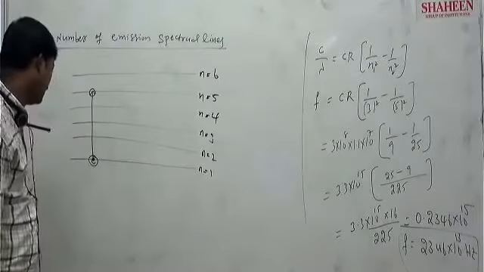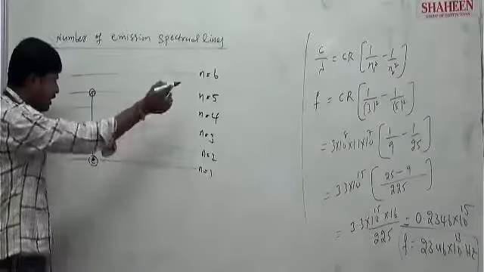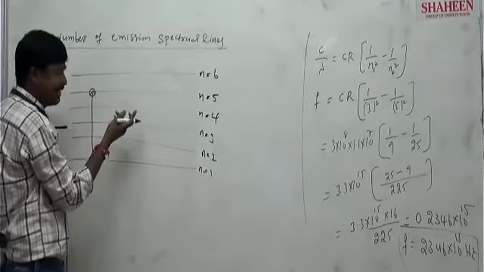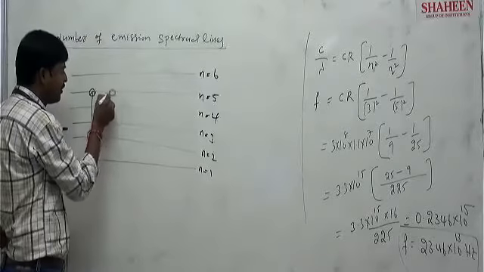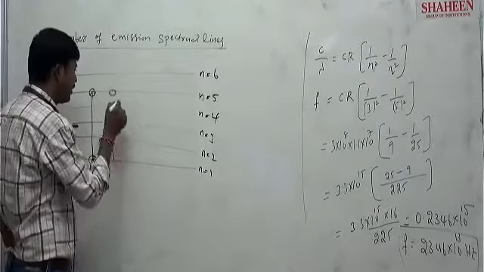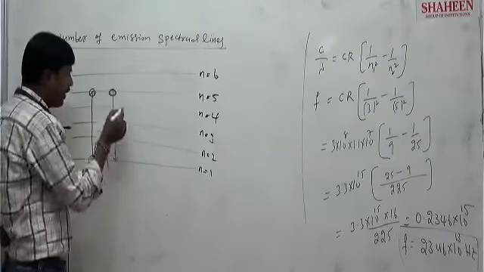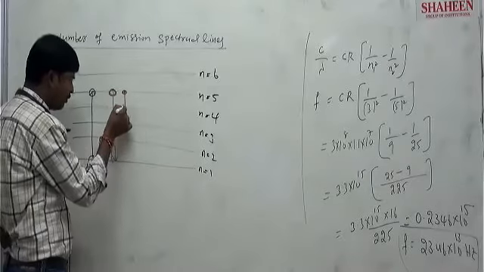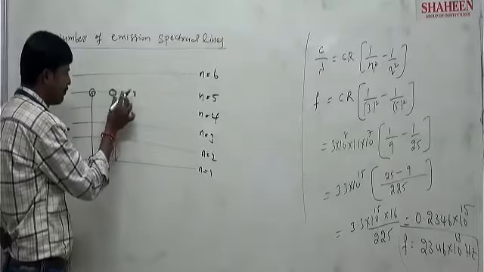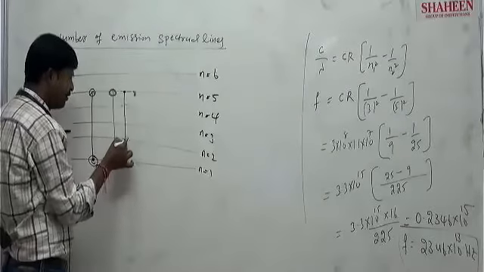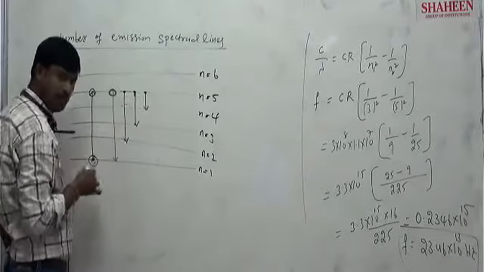Why is it more than one? See, I am asking about possibility. After the electron is excited to the fifth energy level, it may come directly from the fifth energy level to the first energy level, that is the first possibility, and it can come from fifth to fourth also, fifth to second also, fifth to third also. Possibility I am saying, fifth to fourth also.